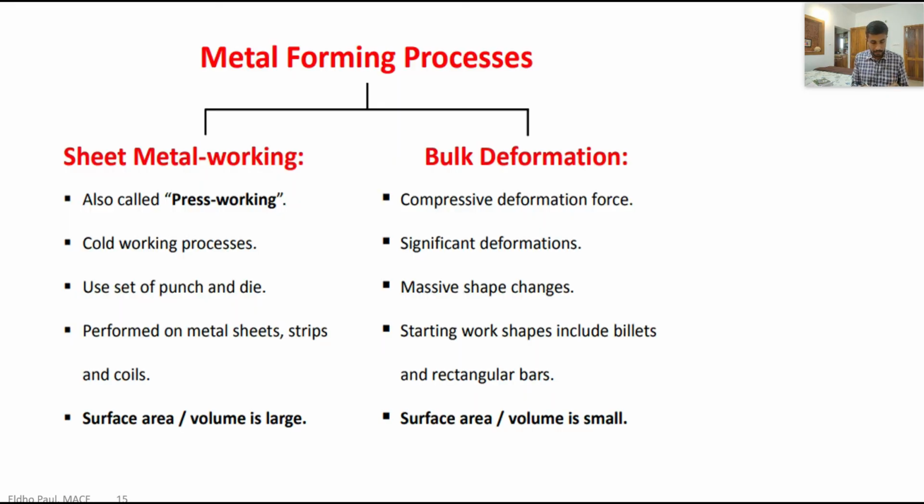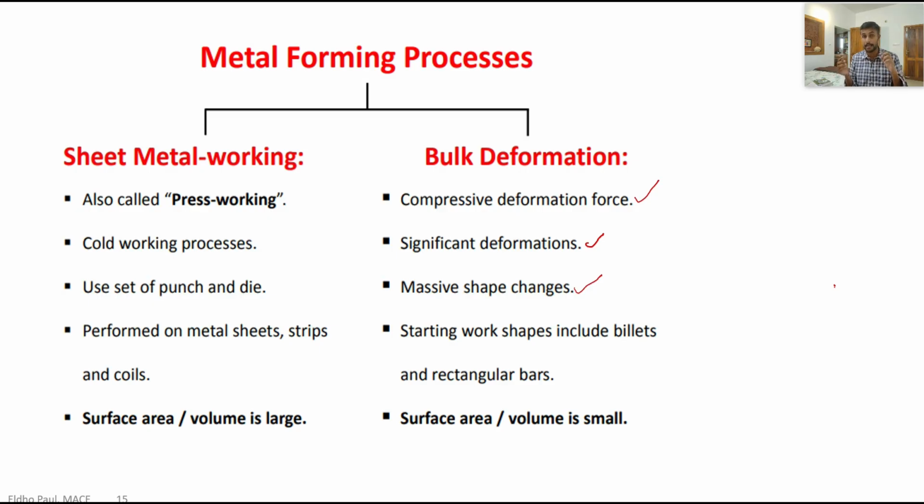In bulk deformation, we apply compressive force using a die. There will be significant deformation compared to sheet metal operations. The thickness reduction will be huge, and there is a massive shape change in bulk deformation. Starting bar shapes include billets, rectangular bars, etc.